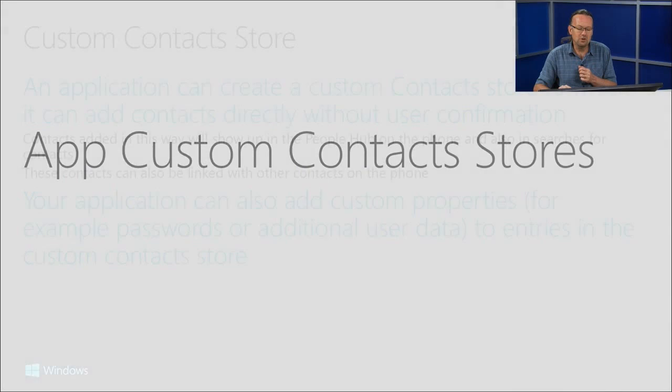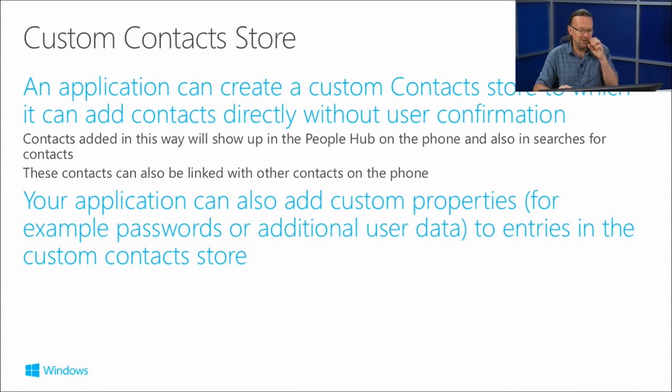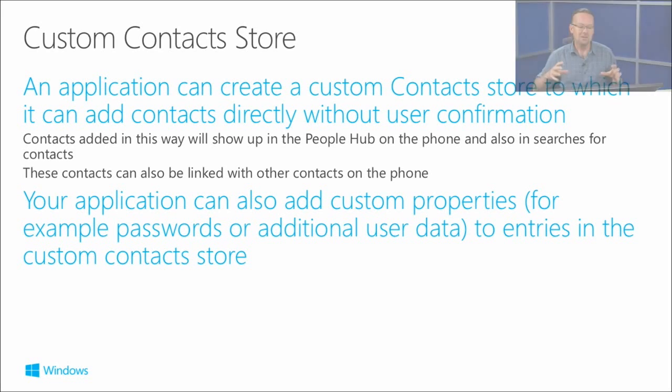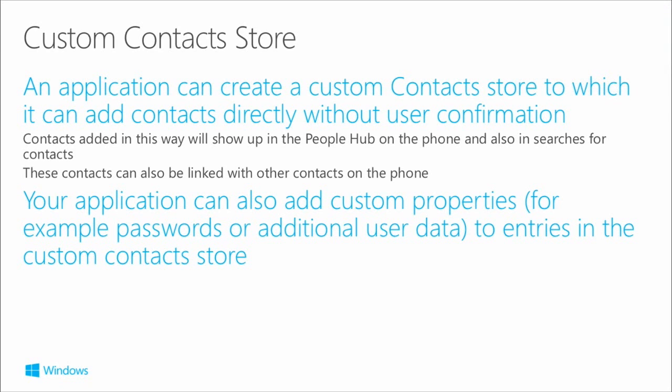But you can also have app custom contact stores. An application can create a custom contact store, so an application can have its own collection of contacts, which it can add directly without user confirmation. Any contacts you add in that way will also show up in the People Hub on the phone, mixed in with all the regular contacts. So they just become first party contacts as far as users of your phone are concerned. But they actually belong to your app.